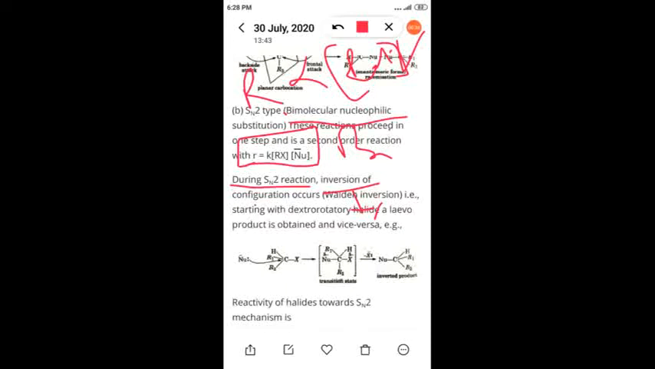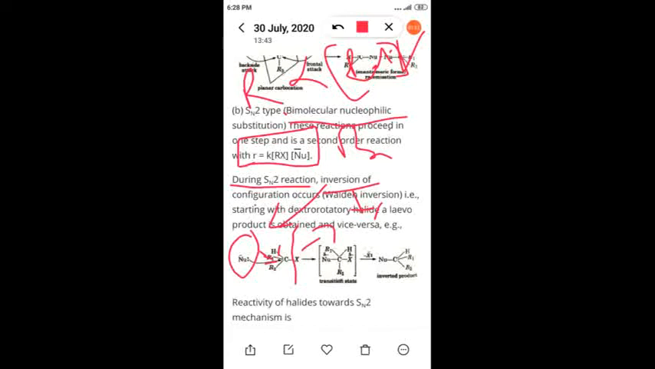Now see here, this X is a leaving group, right? An attack of the nucleophile on the opposite side is known as inversion. That is the inversion, and it starts with the dextrorotatory. Dextrorotatory means clockwise rotation, right? And the levo product is obtained, or vice versa. It depends: if we take clockwise rotation, then you have dextro; if we get anti-clockwise rotation, that is levorotatory.